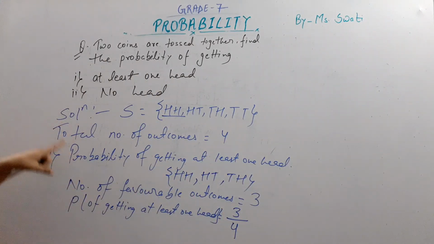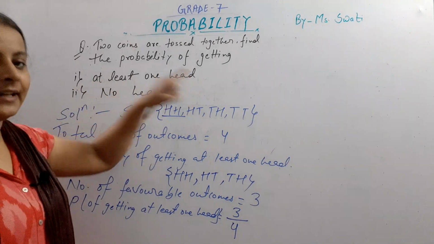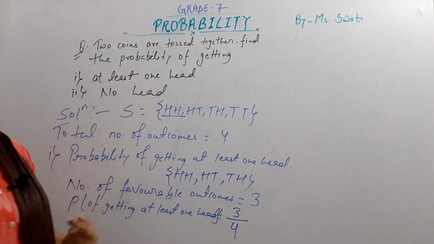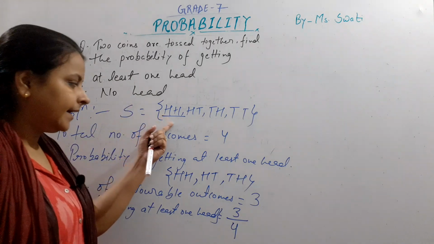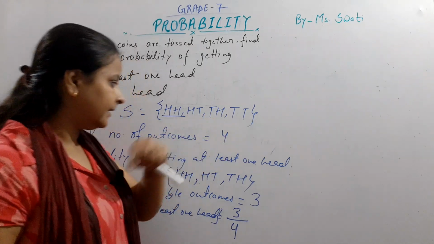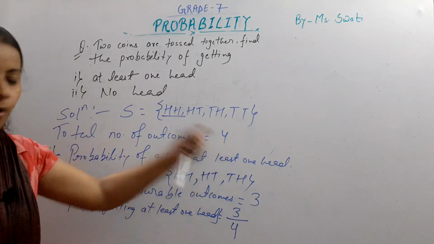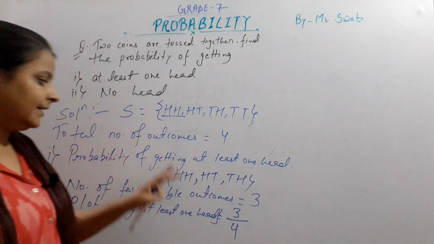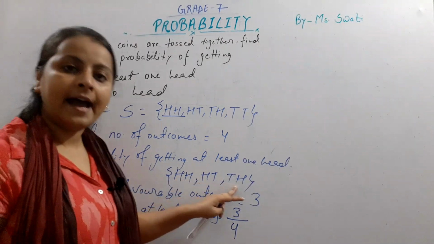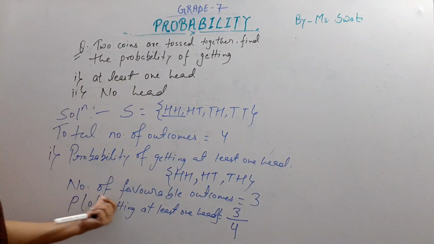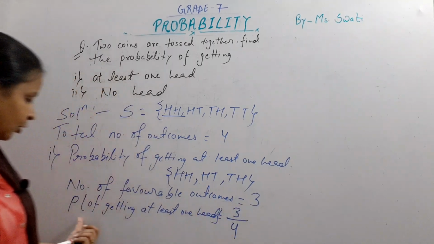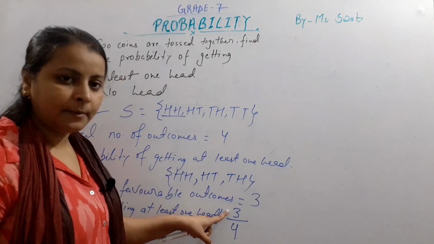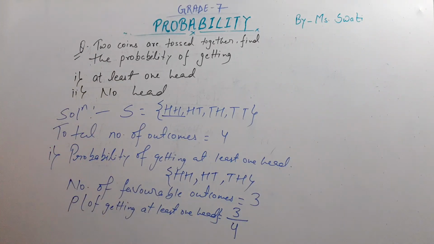So what do we find out first? Probability of getting at least one head. First we find out what outcomes we get when we toss 2 coins simultaneously: head head, head tail, tail head and tail tail. So the total number of outcomes becomes 4. Now the probability of getting at least one head. At least one head means head tail, tail head and head head. So the number of favorable outcomes becomes 3. So the probability of getting at least one head is the number of favorable outcomes by the total number of outcomes.